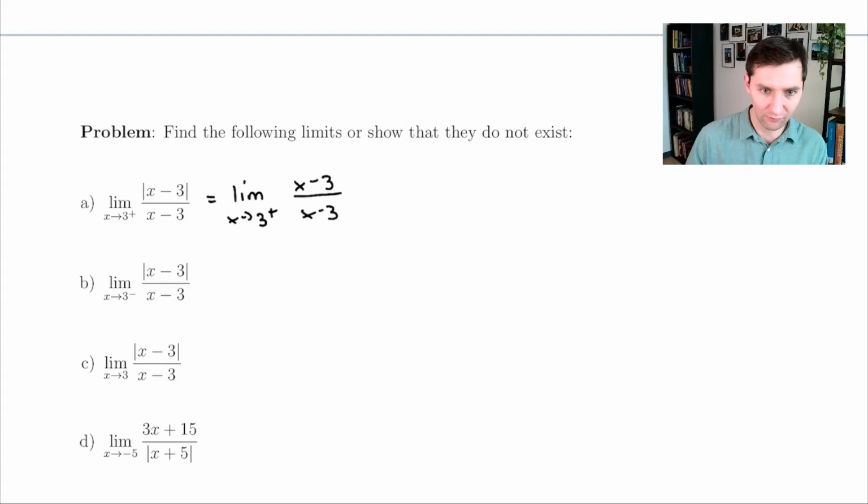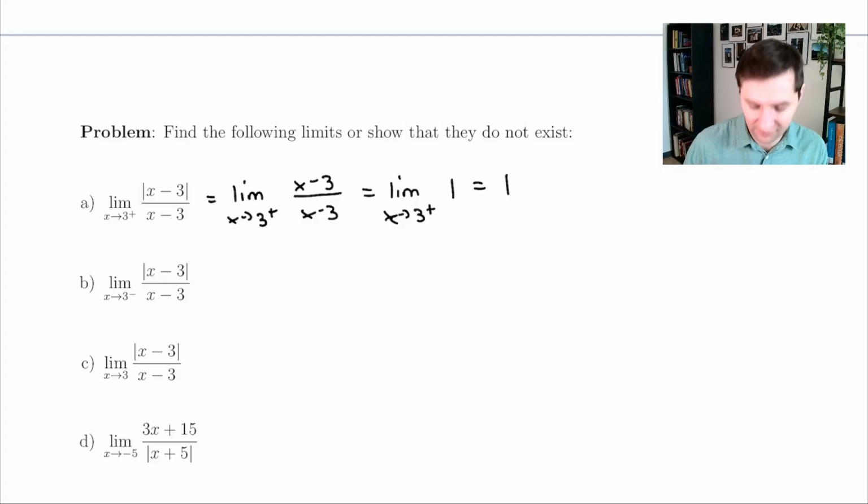Now, x minus 3 divided by x minus 3 is just 1. So this is the limit as x goes to 3 from the right of 1. The limit of a constant function is that constant. Let's take a look at the limit as x approaches 3 from the left. I again first rewrite the expression without absolute value.